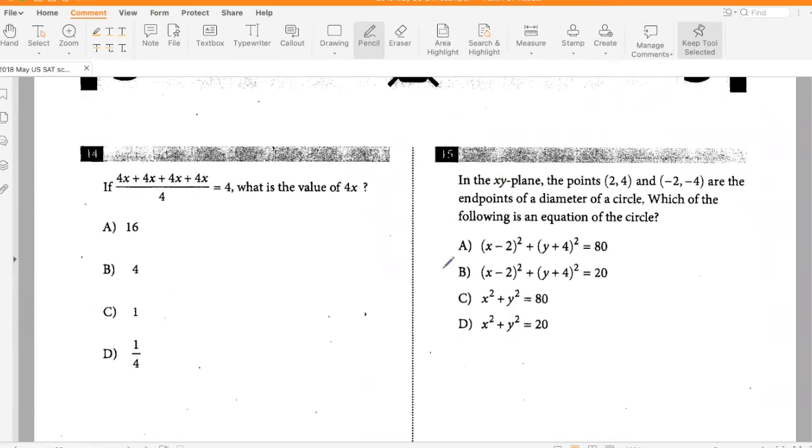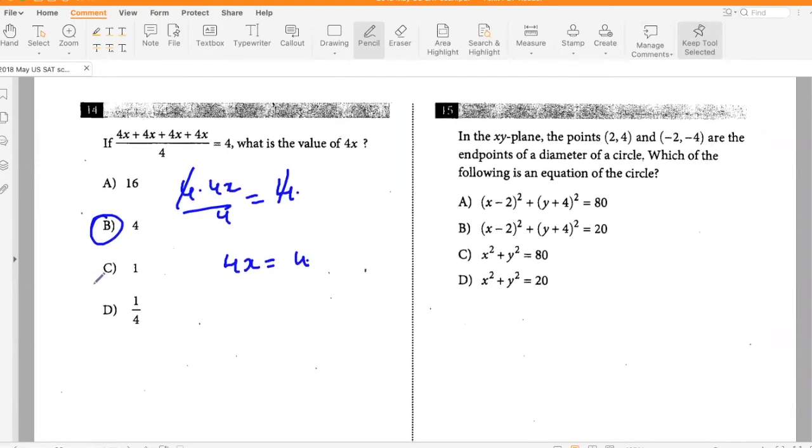If this is true, what is the value of 4x? So this is 4 times 4x by 4 is 4. So the 4 and 4 cancel. So 4x is 4.